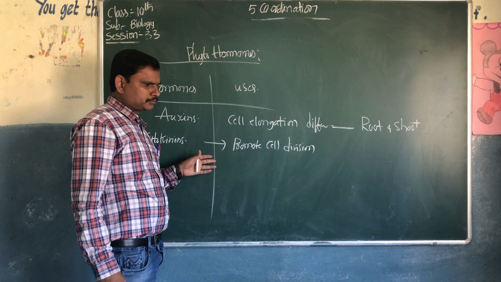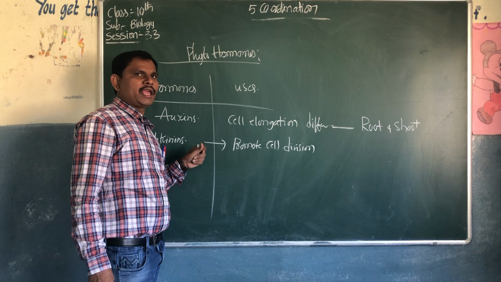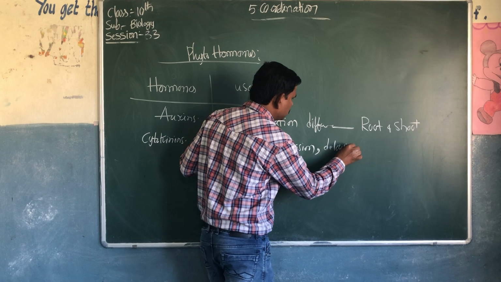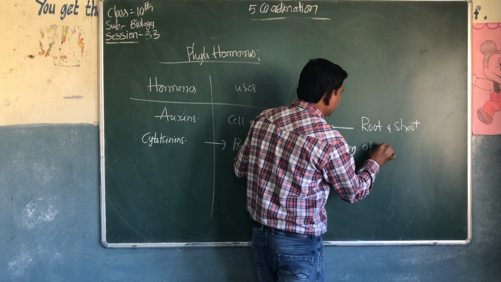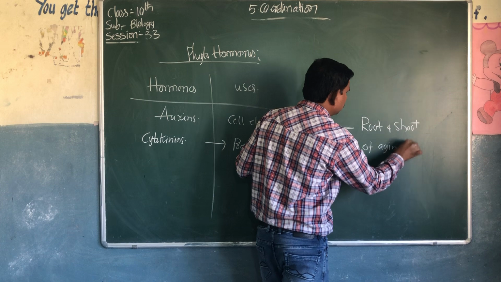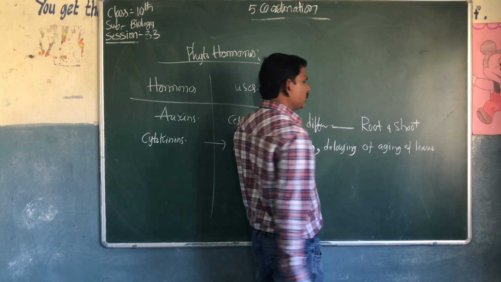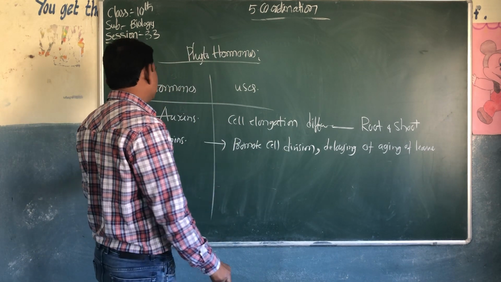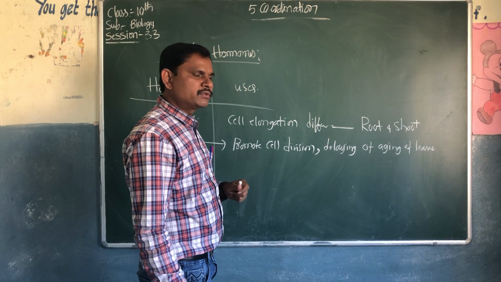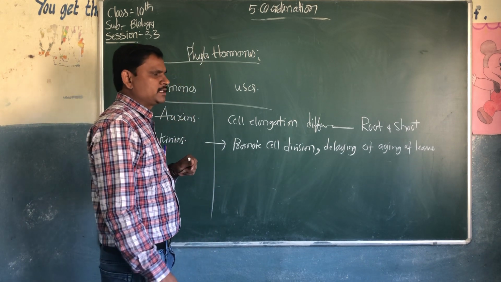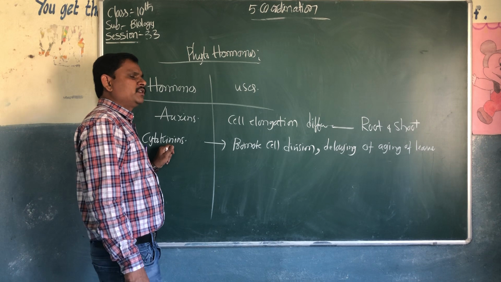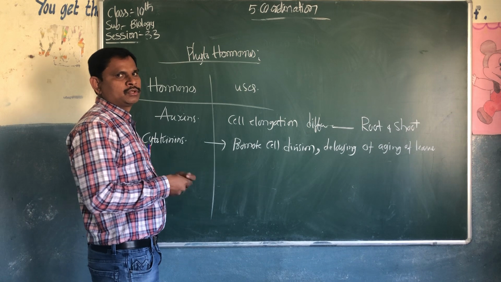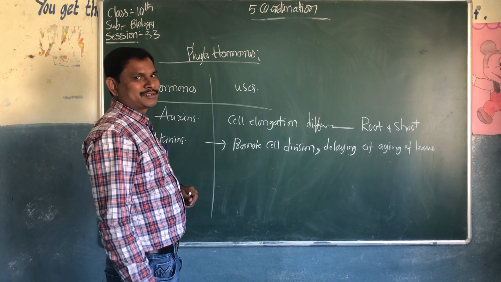We can see delaying of aging of leaves. So leaves are not falling from the trees. It will be delayed due to the cytokinins present in the leaves. The cytokinin hormones are present in the leaves. During the winter season the leaves will fall from the trees to protect against water transpiration.